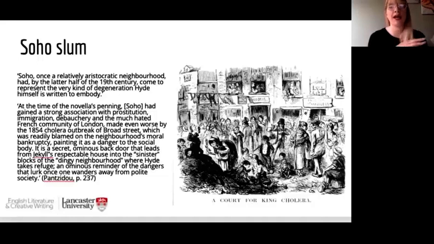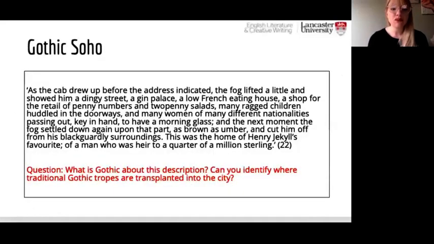It no longer allows the reader to feel safe because it is setting it kind of in their home, just localizing it. Okay, so take a look at this description of Soho from Stevenson and consider these following questions. Okay, so I'll just read out this extract now.